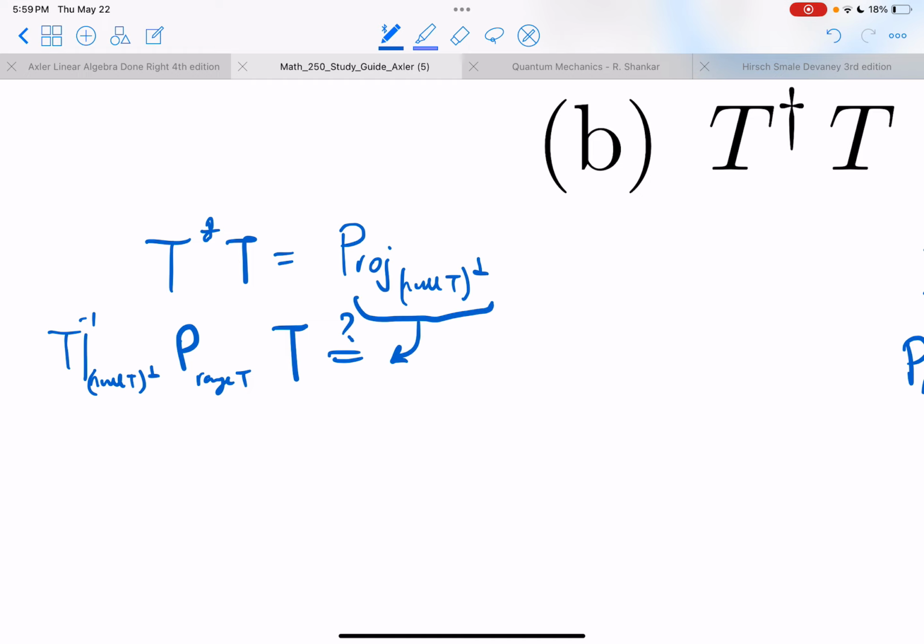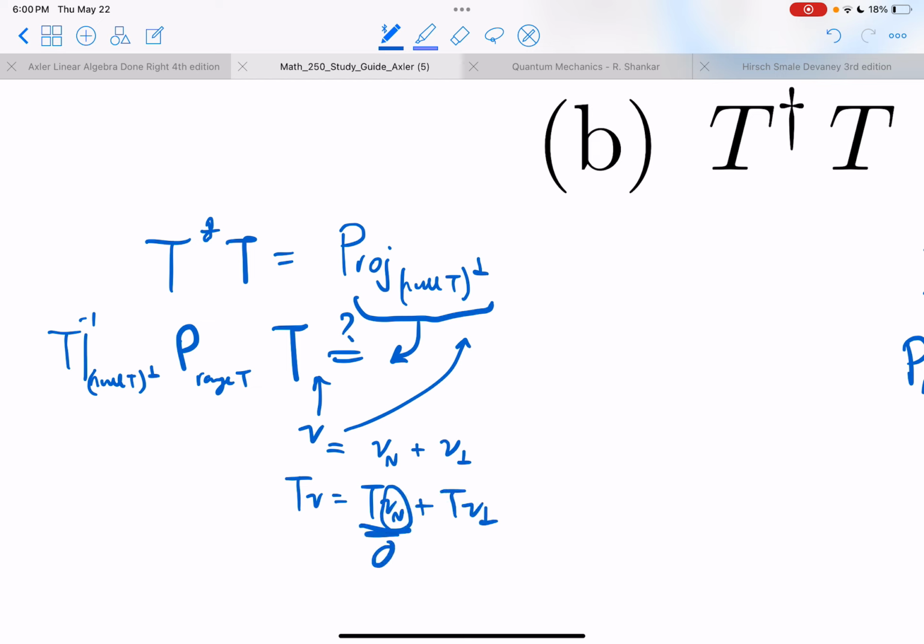Okay. Well, let's take an element of V and let's feed it to both sides. An element of V can be written as something in the null space plus something in the null space perp. Okay? And when t eats that thing, tv is t of v in the null space plus t of v in null space perp, and the first is 0 because v is in the null space.